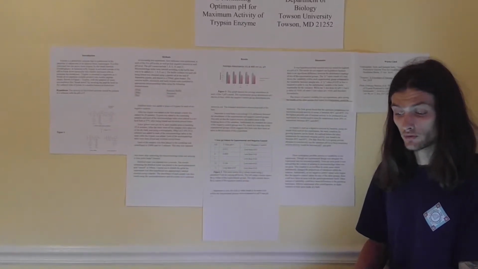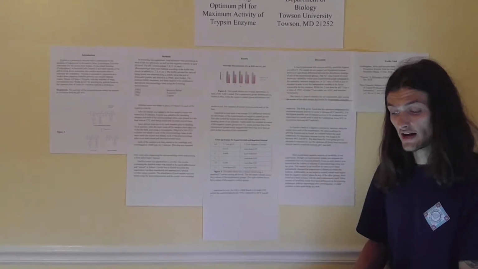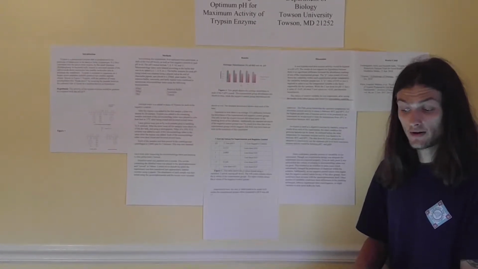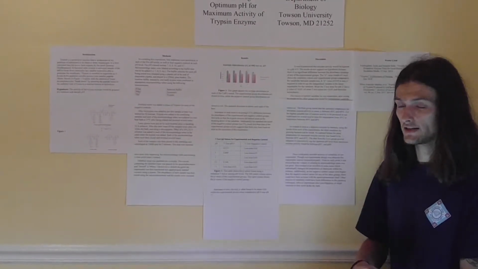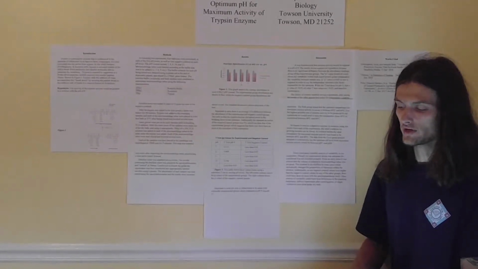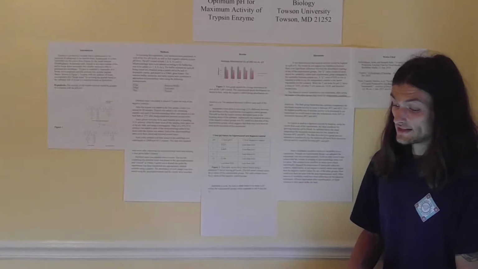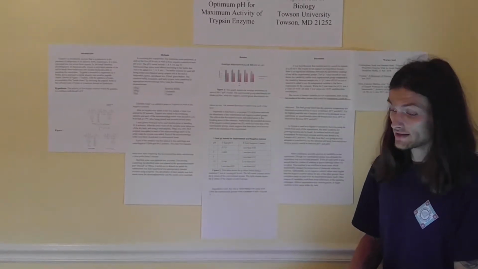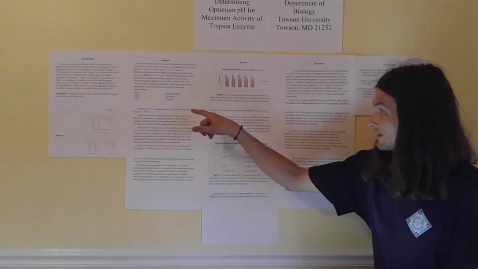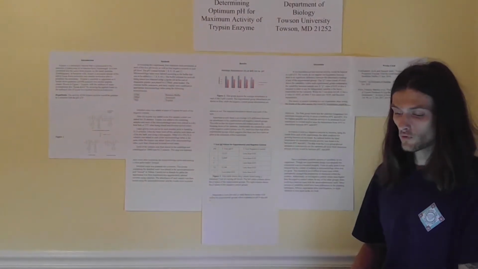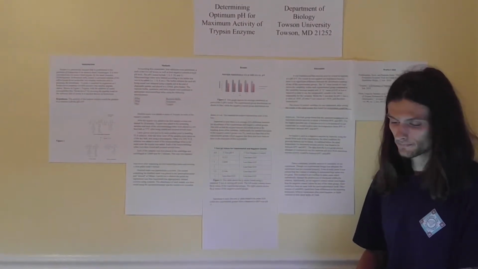Azocasein is a milk protein with sulfonamide attached randomly. The sulfonamide is key as it absorbs light at 440 nanometers. Distilled water was added in place of trypsin, the 50 microliters, for each of the negative controls.